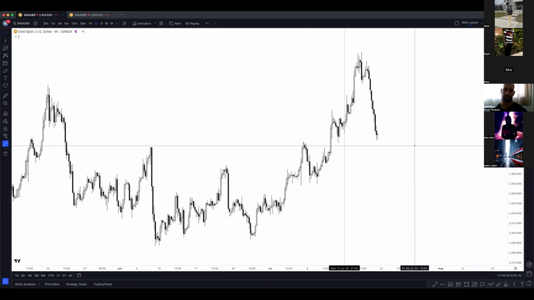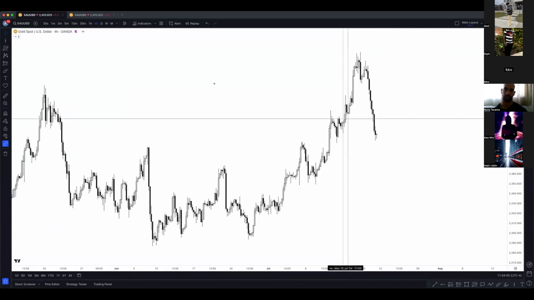I use something called Trade Assistant, or I used to. It calculates lot size and everything. And yeah, pretty much.